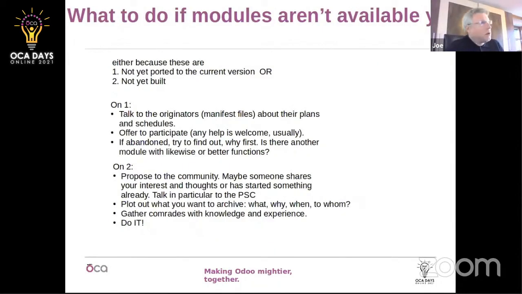And second topic is, what if modules are not yet available? I mean, we are all kind of bound. We all have our businesses, and if we are going to do new modules for the community, it's going to consume some time. So time is our most valuable resource. So what to do if they're not ported? We would suggest that you should be talking to the originators first. That means you find out about those in the manifest files.